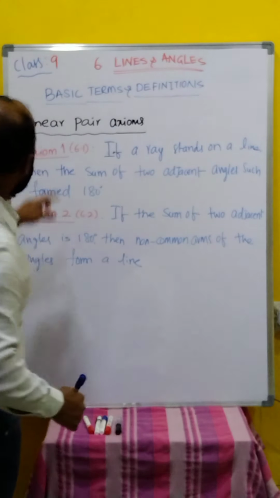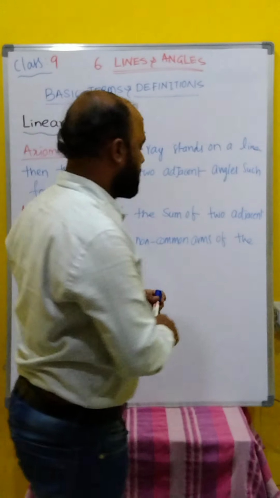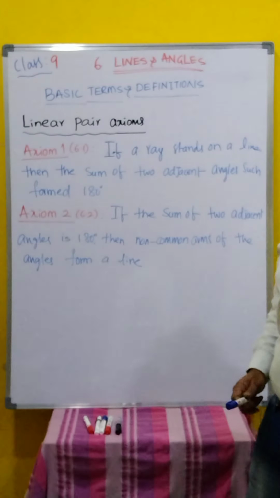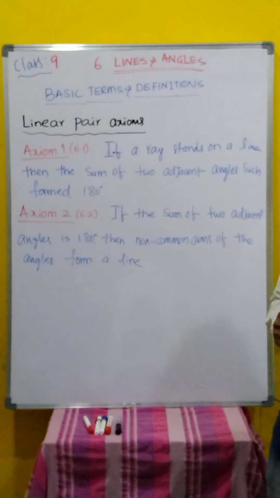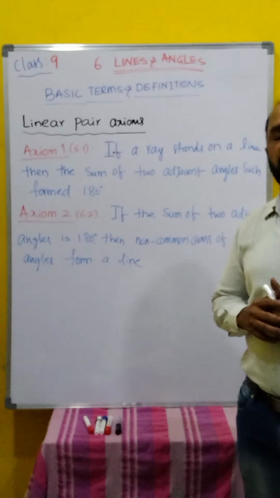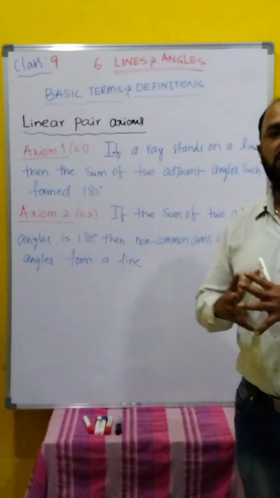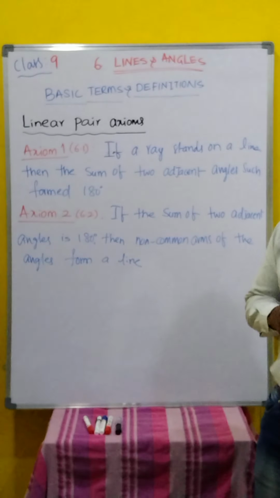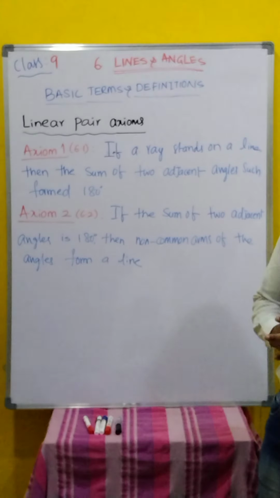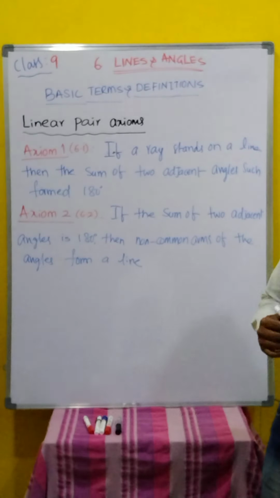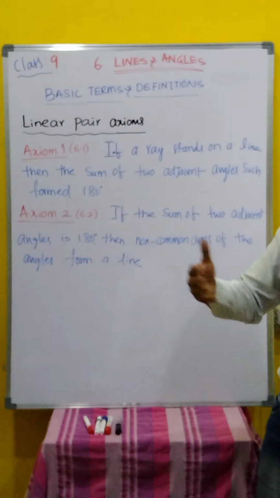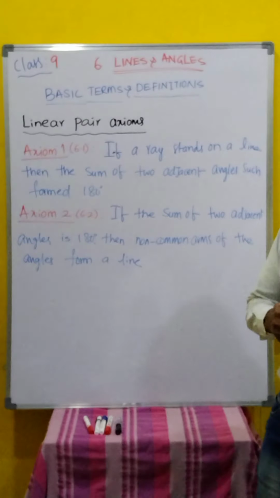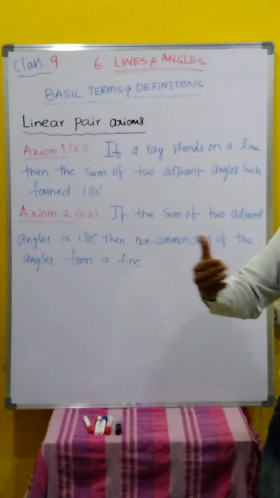Now we will go for linear pair axioms. First of all, what does axiom mean? An axiom is nothing but an assumption or fact, but it is a universal truth. What is that universal truth? The sum of two angles is 90 degrees, that's complementary angles. The sum of two angles is 180, then it is supplementary. That is a universal truth.